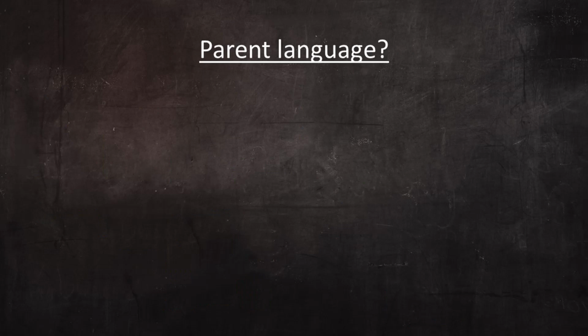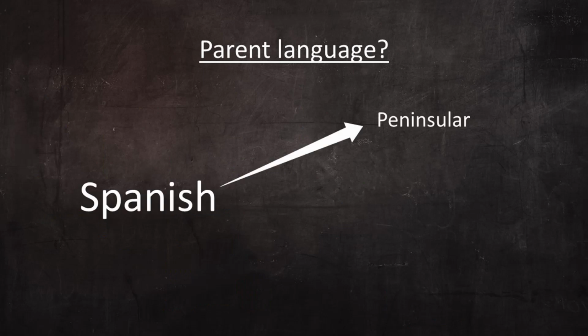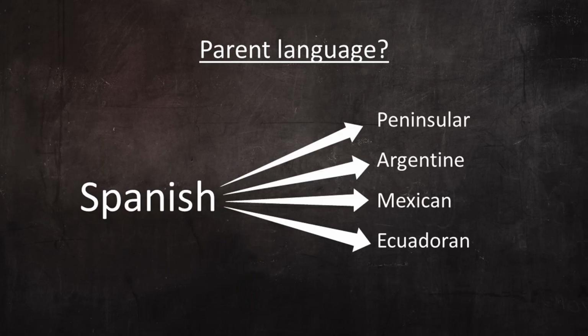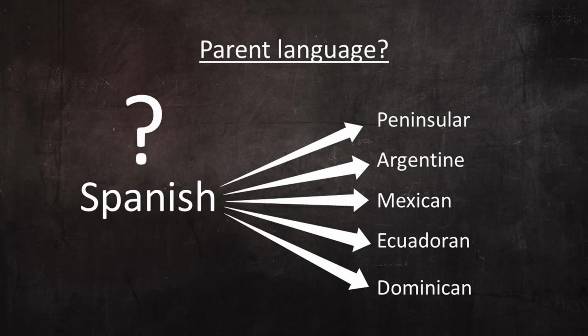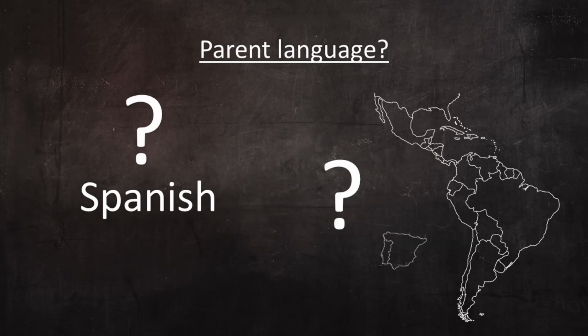What do I mean by the parent language they share? If we say that Peninsular, Argentine, Mexican, Ecuadorian, and Dominican are all dialects of Spanish, what do we mean by "of Spanish"? What is the Spanish language of which each of these is a dialect? Where is it found? Who speaks it? This trying to define a language in relationship to its constituent dialects is a very complex topic with no universal agreement.